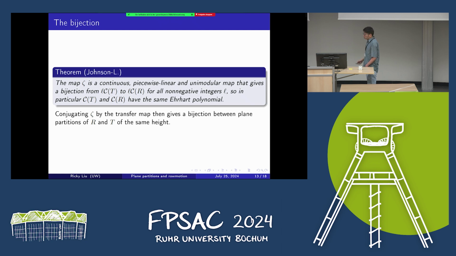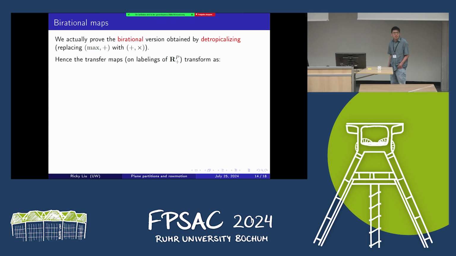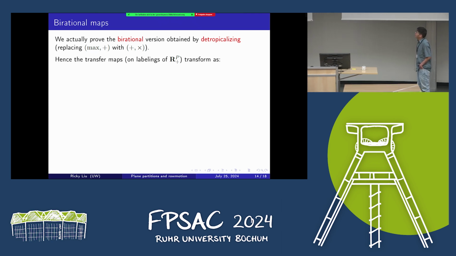So let me say a word about what we do to prove this. In fact, we do something which is stronger in some sense. We work with the birational version of all of these maps. We do this by looking at what happens when you detropicalize. We had all these formulas for transfer maps and so forth that used operations like max and plus. So we're just going to change all the maxes to pluses and all the pluses to multiplication.